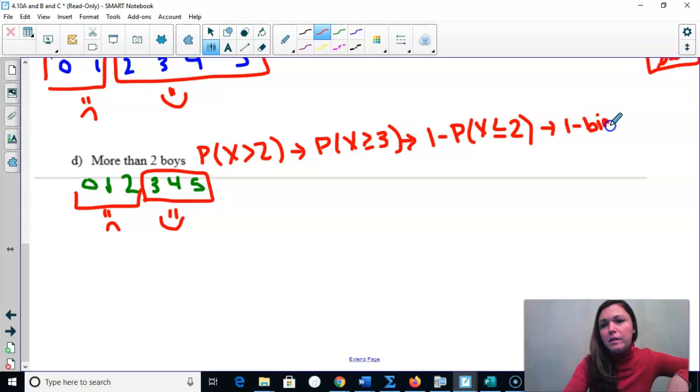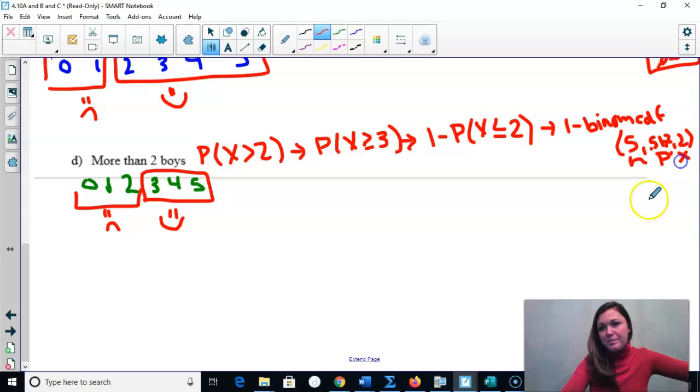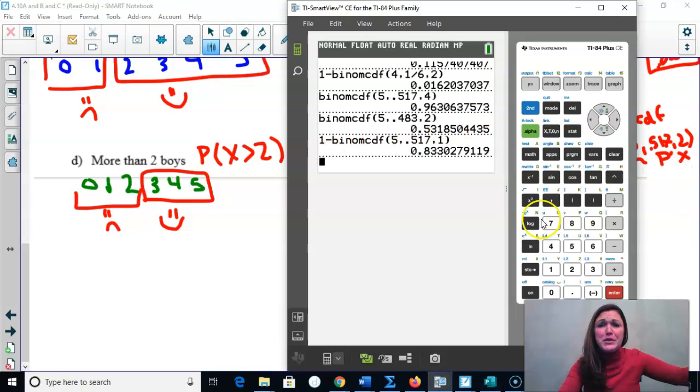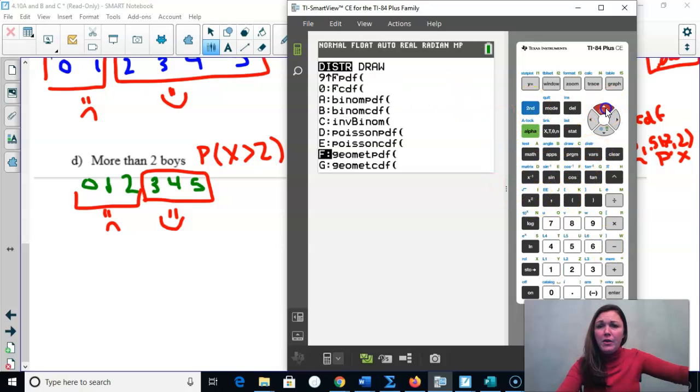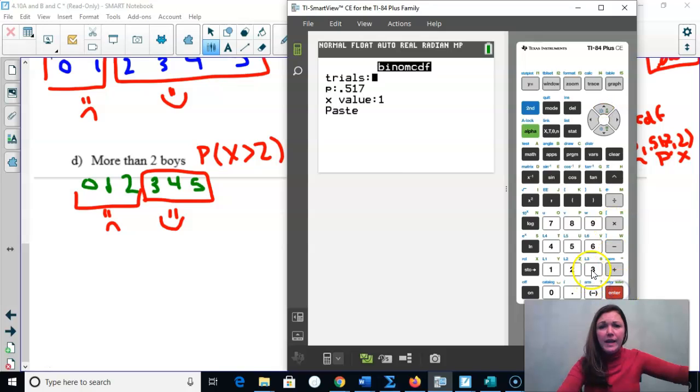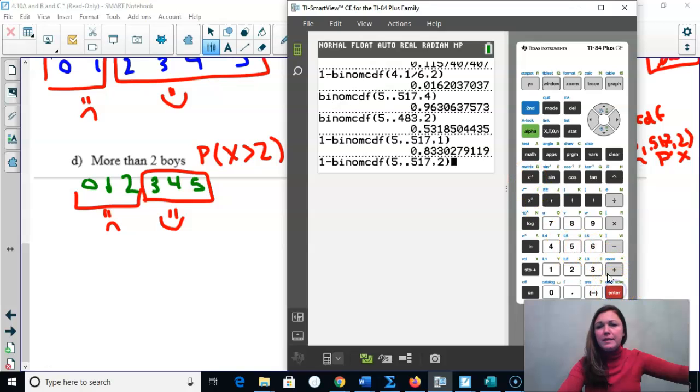binomcdf, I'm using my mouse, sorry guys, N 5, probability 0.517, and then we have 2. NPX. We type that in our calculator. Let's finish strong, you guys. We can do it. I know I'm tired too. Second vars, binomcdf, 5, 0.517, 2. Paste, enter, 0.5319.